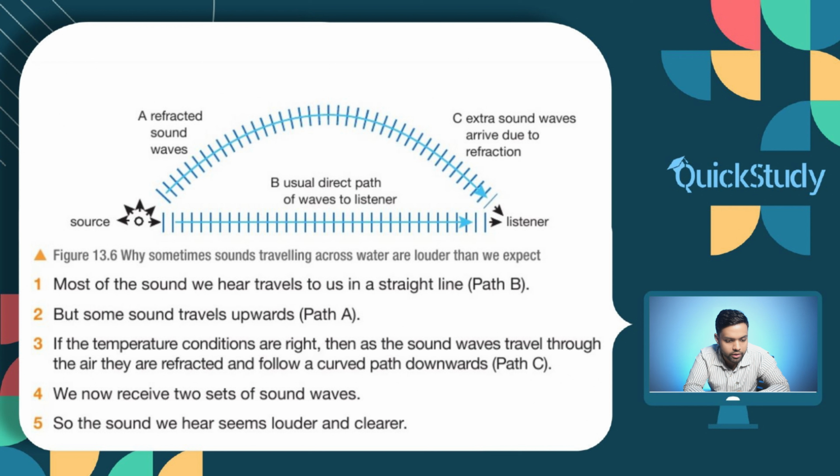Most of the sound we hear travels to us in a straight line, which is path B. But some sound travels upwards, which is path A. If the temperature conditions are right, then the sound waves travelling through the air are refracted and follow a curved path downwards, which is path C. We now receive two sets of waves, so the sound we hear seems louder and clearer. This is basically due to refraction.